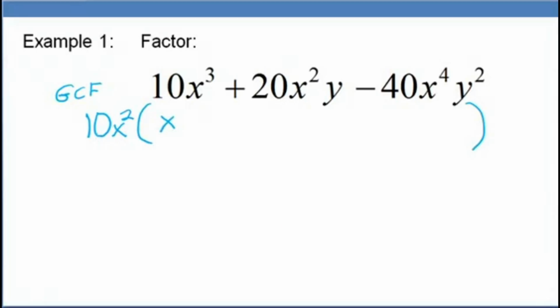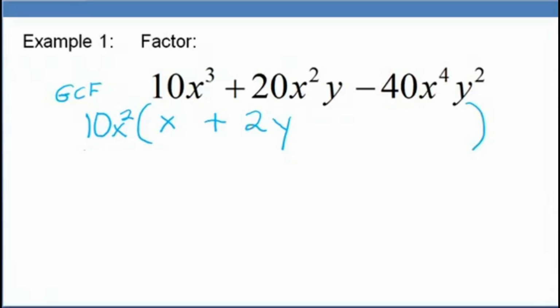For our next term, we have 10. We'd like to get a plus 20. So we're going to need a positive 2. Just divide if you get stuck for the numbers, because 10 times 2 is 20. The x squared, that's what we have outside, and that's all we want. So we don't want any more x's inside. We also want to get a y inside, but we don't have any on the outside, so it will need to be here.